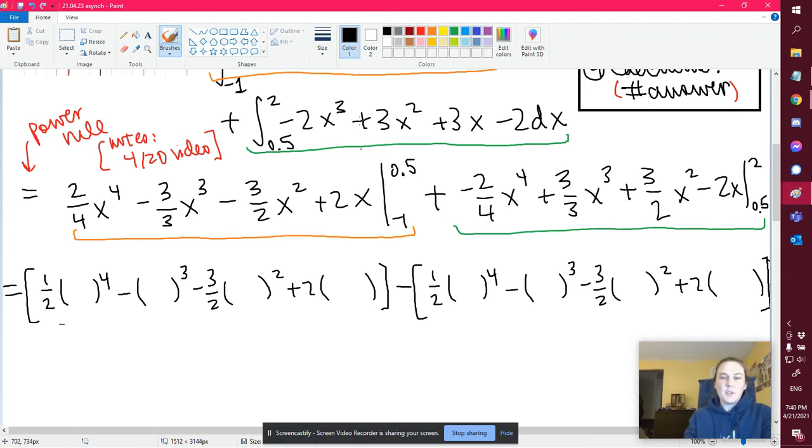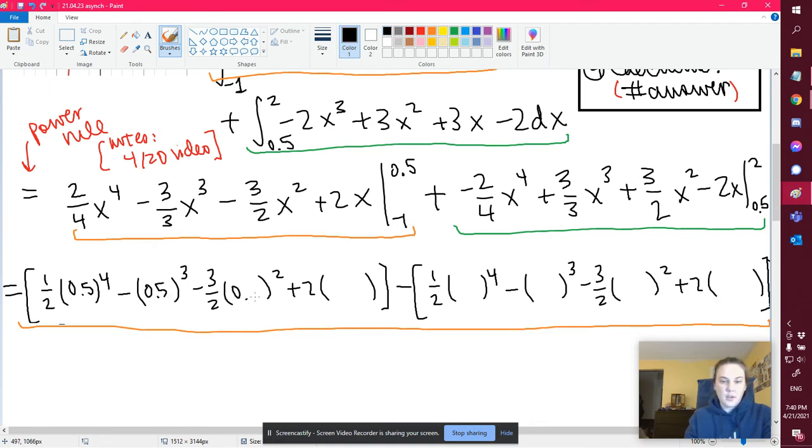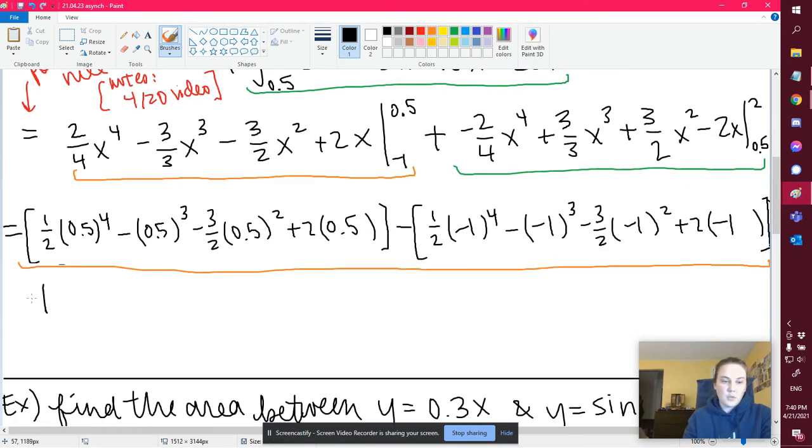Okay. For the orange stuff, which is what I'm doing here, I am plugging in a 0.5 here, a 0.5 here, a 0.5 here, and a 0.5 here. And I'm plugging in a -1 here, here, here, and here. Then I'm going to add it to all the green stuff, which is hilariously all the same thing, right? -1/2 something to the 4th, plus something to the 3rd, plus 3/2 something squared, plus, sorry, minus 2 times something.